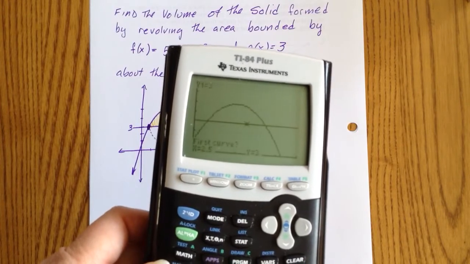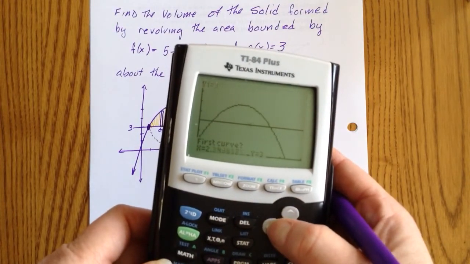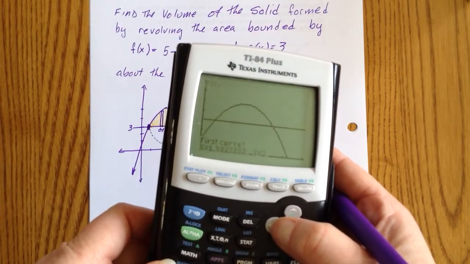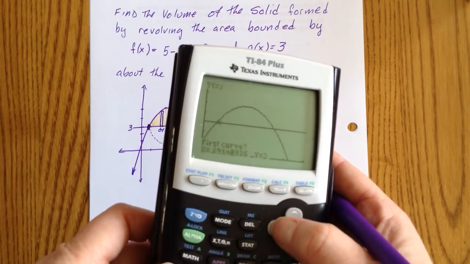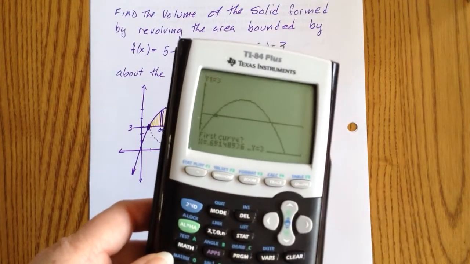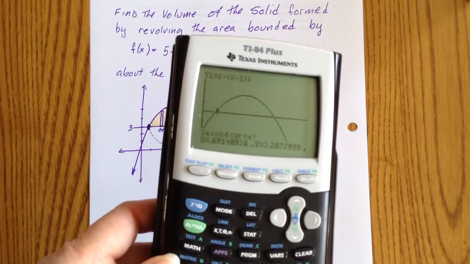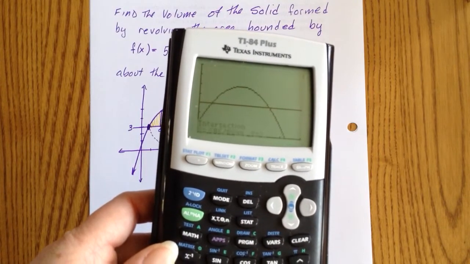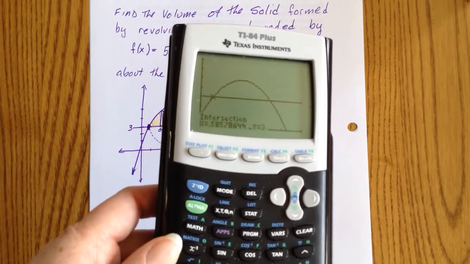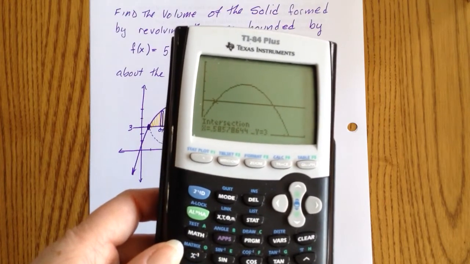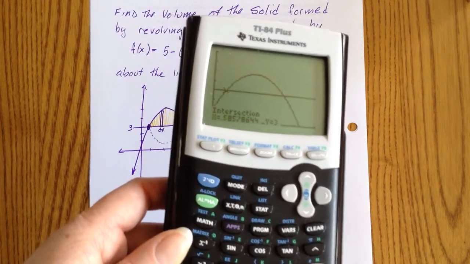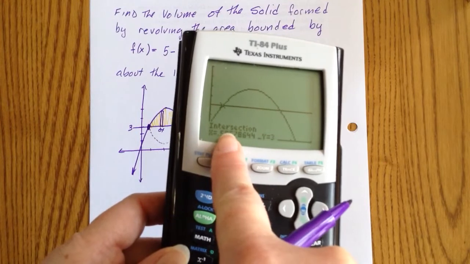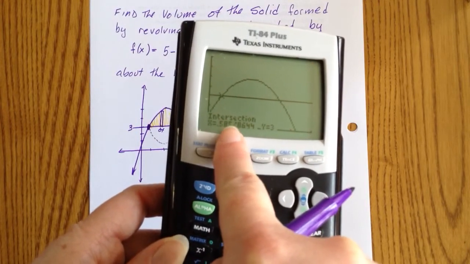I hit Enter. Again, you can pause this and rewind it and go back. Move the cursor near the point of intersection. Hit Enter once, twice, 3 times. That is our point of intersection. It's not a pretty integer. Now, before you do anything else, we need to export this answer to our home screen and store it.